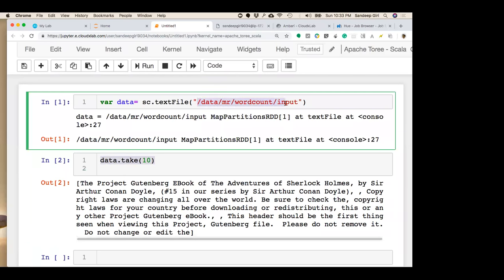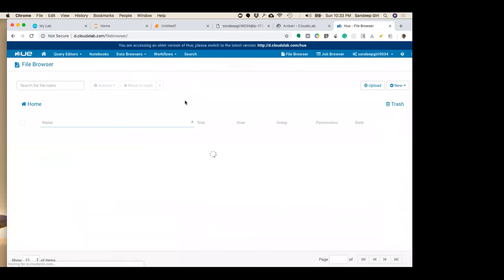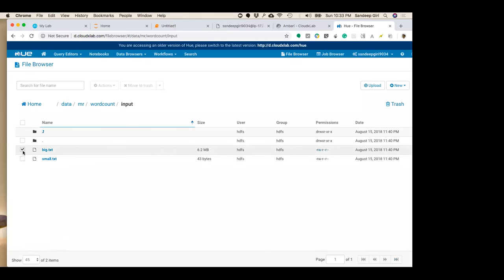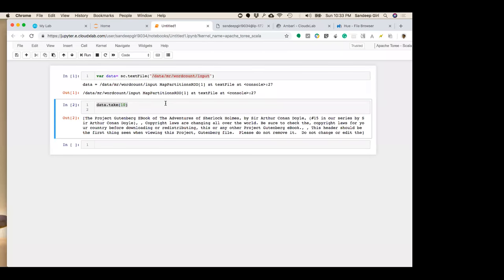If I want to take a look at this folder directly, I can go here and click on file browser and go to that particular file. Okay, let me just show you. Okay, let me just go to that particular folder that I just used. So these two files combined together is what we are processing from here. Okay, so you can see that using this Jupyter notebook for Scala, we can also interact with Spark. sc means Spark context, and that's how we're doing it. So we were able to read a file from HDFS. Using Spark, we can do many more computations.